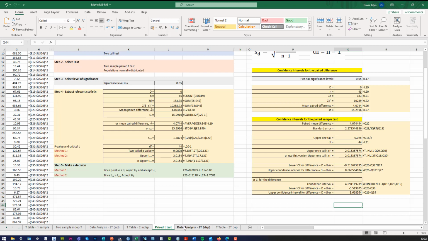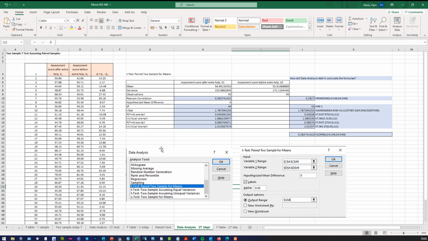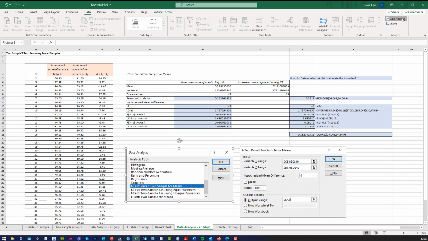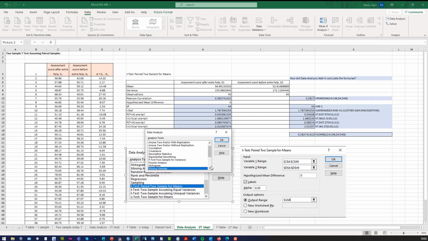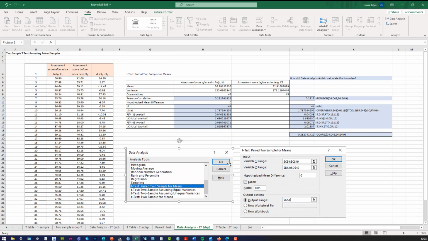Now obviously you could use data analysis. So in this particular case you can see that I've given the data analysis solutions there. So you want to click on data. You want to click on data analysis. There we are. And then you want to scroll down and you can see there that you've got t-test paired two sample for means, and that's the one you want.